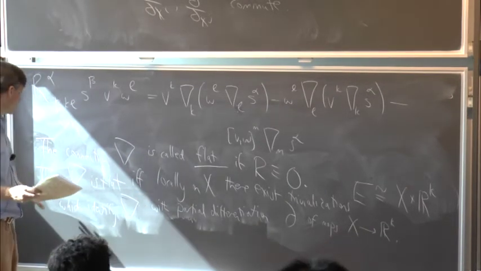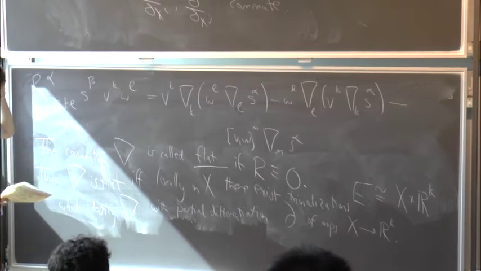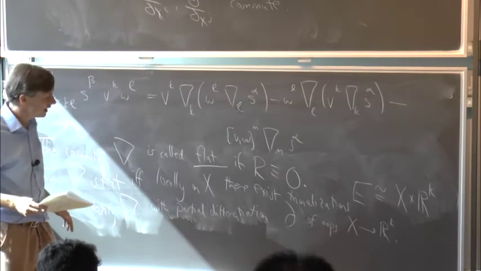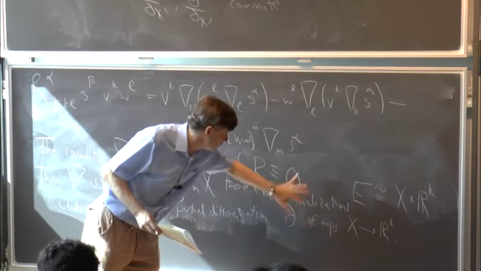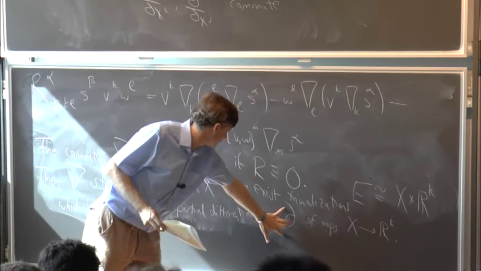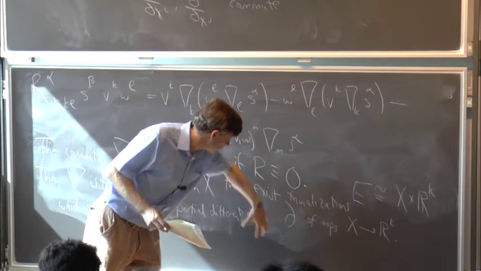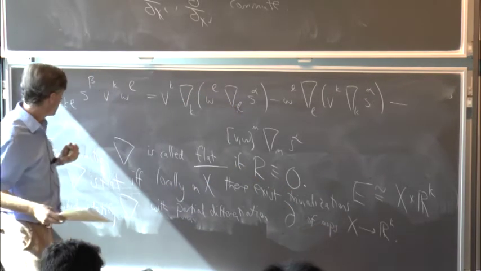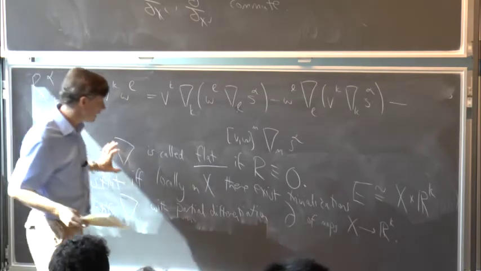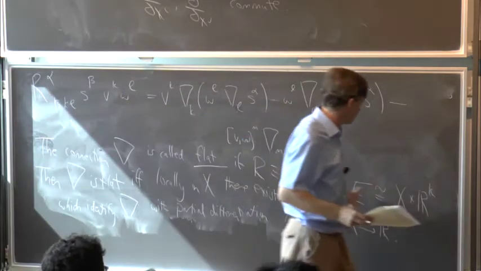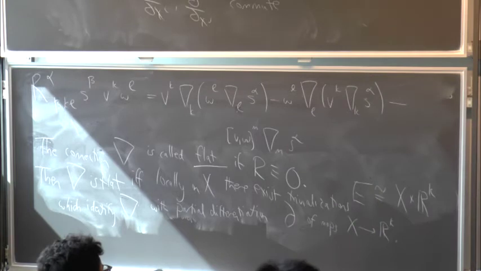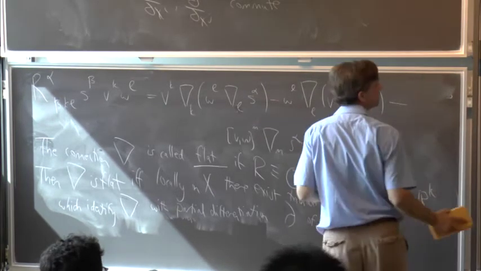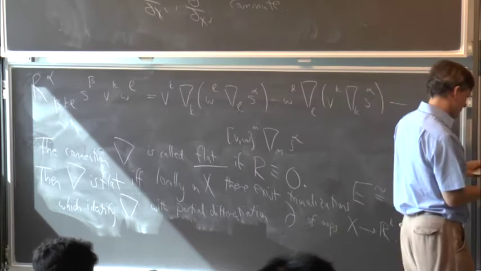Okay, so this is a non-trivial theorem. It follows from, I think, the Frobenius theorem. So one direction is easy. If you can trivialize it, and then partial derivatives commute, you'll see that the curvature is zero. The converse, that if the curvature is zero, then the thing is locally trivial, that's a non-trivial fact from kind of fact about PDEs, really.